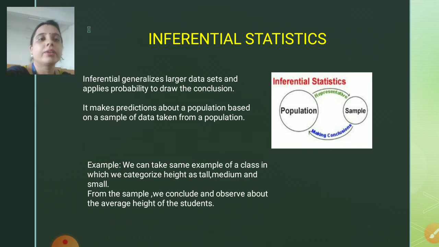In the case of inferential statistics, we can take the same example. If I have a class of 30 students, I don't have to measure the height of each and every person. By looking at the sample, I will just conclude that 5.9 will be the maximum height, 5.1 will be the minimum height, and 5.5 will be the average height of the class. But I am not going to measure the height of each and every person.